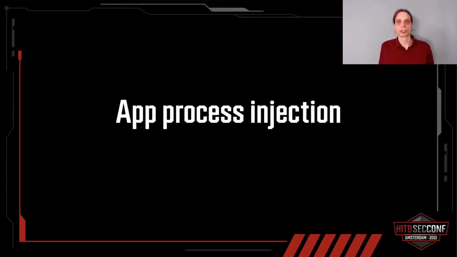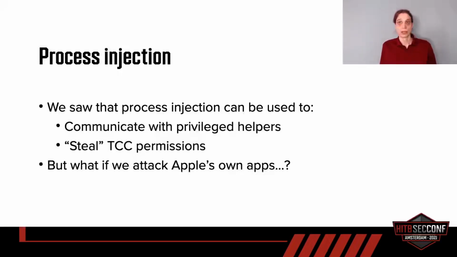Finally, we're going to talk about process injection. As we mentioned before, process injection can be used to communicate with a privileged helper tool, for example, to install an update. But you can also use it to steal permissions in the same way that you can modify an Electron application. If you can inject code into another application, then you can borrow the TCC permissions that application has. But one thing we found was two generic process injection techniques. And then we tried to find what is the impact of these? What is the full range of things that you can do using just a process injection vulnerability?